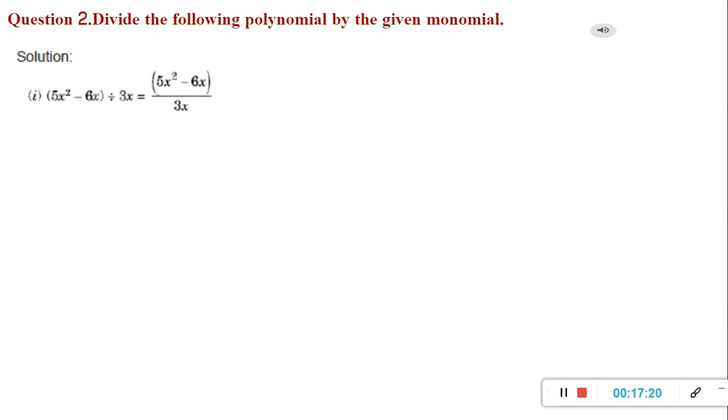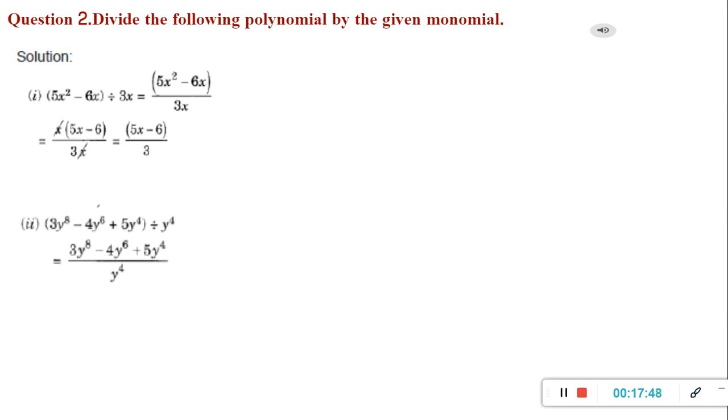Okay. So here in 5x square minus 6x, we got x as a common factor, right? So x we have taken outside. Now what is remaining inside? 5x minus 6. And down we are having 3x, that is 3 into x. Now we got x in the numerator and denominator, so we can cancel this and the remaining is our answer. That is 5x minus 6 divided by 3. Okay. Same way question number 2.